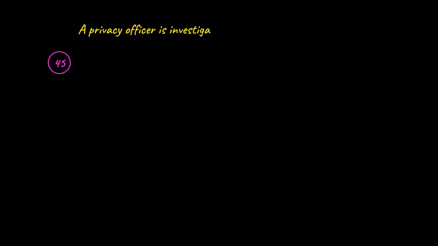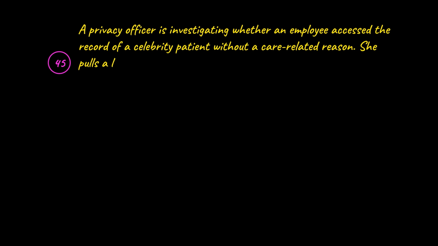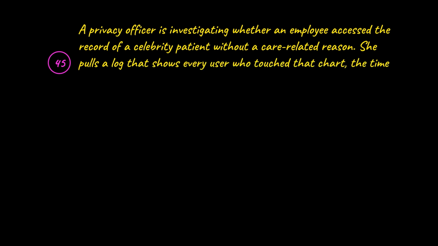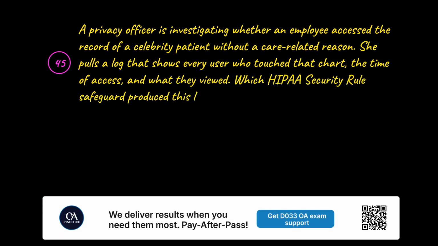Question 45. A privacy officer is investigating whether an employee accessed the record of a celebrity patient without a care-related reason. She pulls a log that shows every user who touched that chart, the time of access, and what they viewed. Which HIPAA security rule safeguard produced this log?